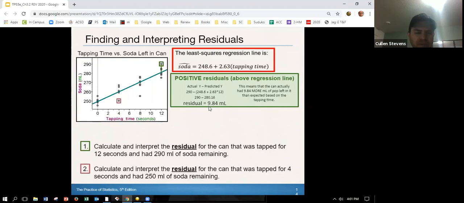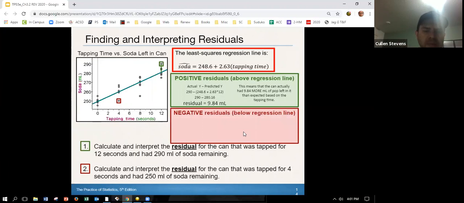Now, what about for number 2? It said that it was tapped for 4 seconds and it was 250, that's down here. That's less than what was predicted. So what we see is it's going to be below the regression line and it's going to have a negative residual. We take our predicted, again, here's our least squares regression line, and we put in 4 for 4 seconds, and our predicted was 259.12. Now our actual was 250. We predicted for it to be higher than what it was. So actual minus the predicted, the residual was negative 9.12 milliliters.